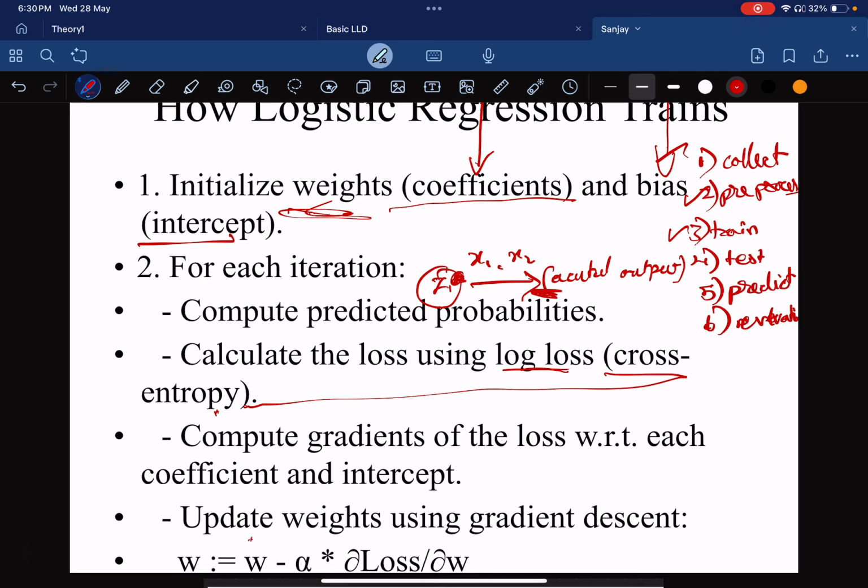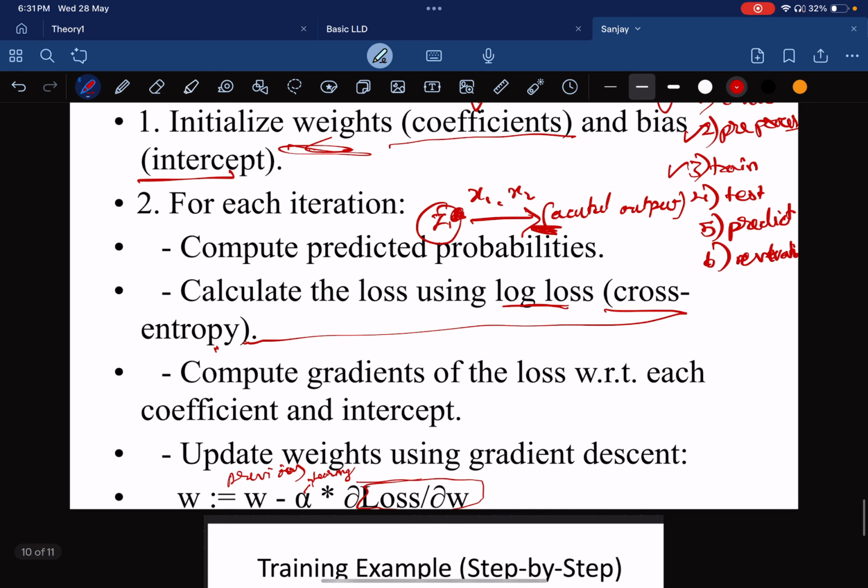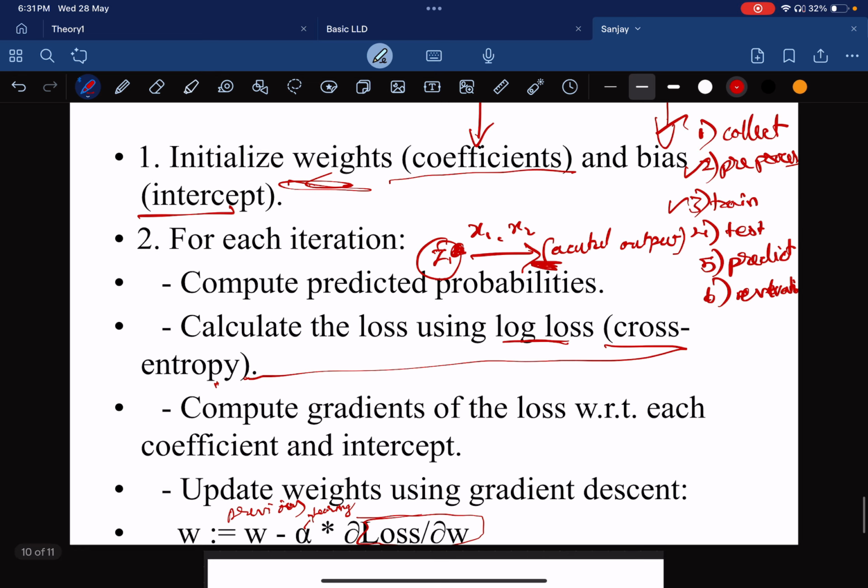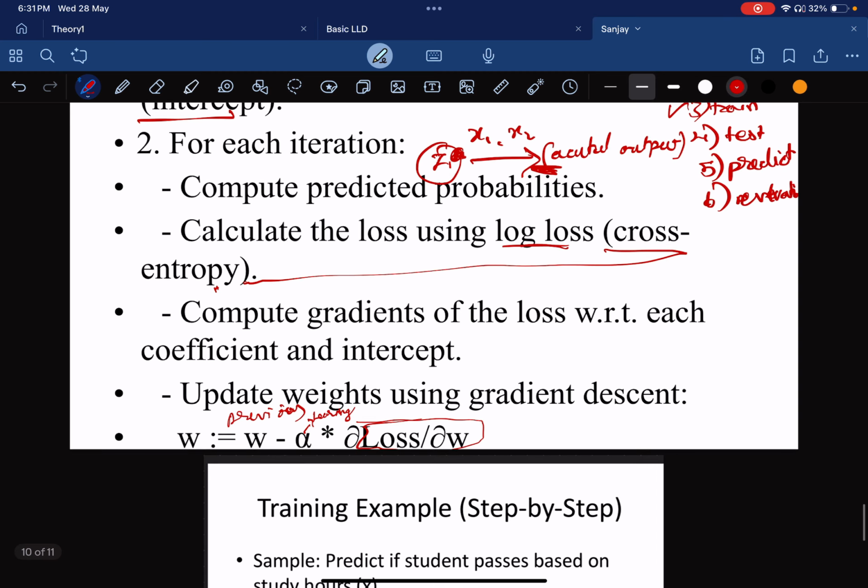W is the previous weight, and alpha is the learning rate. The alpha is the learning rate, and this is the loss function. We will differentiate the loss function and put in the prediction value, and it will update automatically.